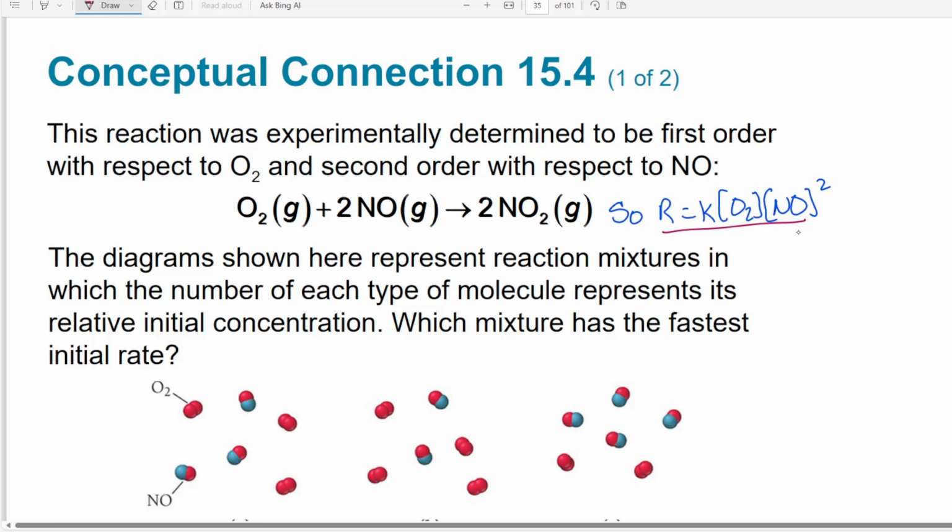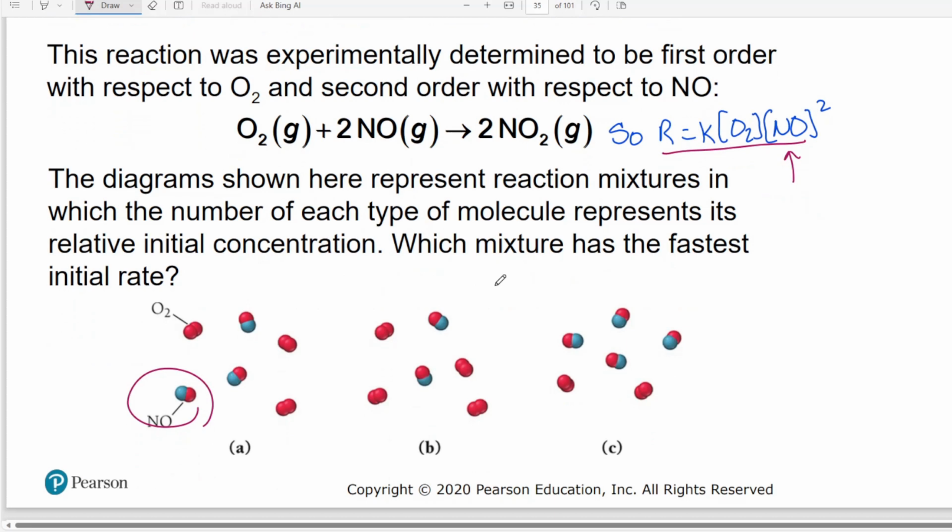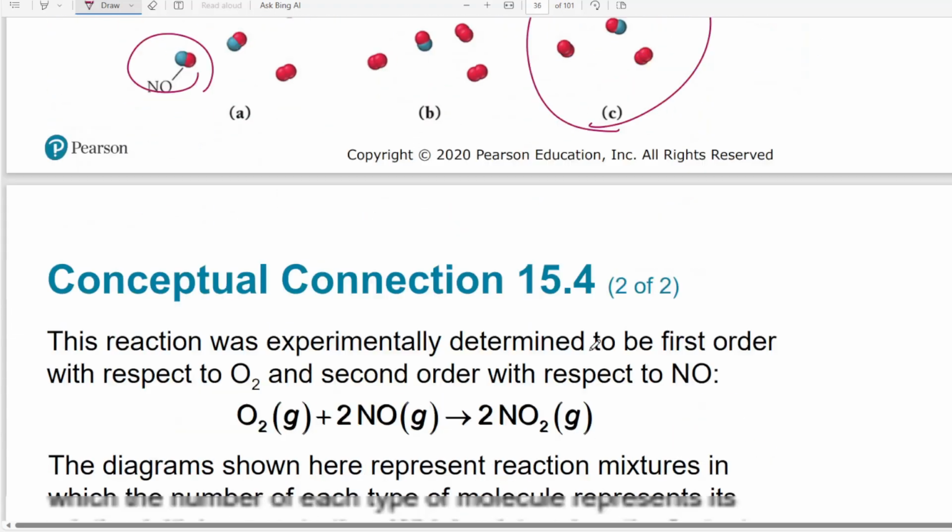So we see here that the rate equation is more dependent on the concentration of NO, and the NO is given as the red and blue sphere. So the conditions that have more NO initially would be C, and that's going to be the mixture with the fastest initial rate.